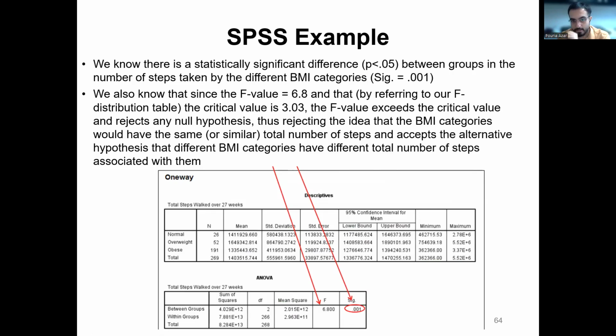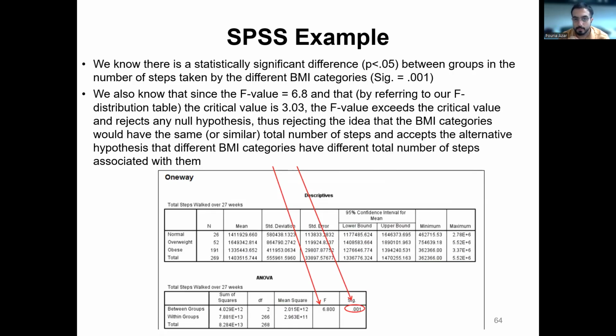So based on this ANOVA table, the p-value or the significance is 0.001. That is way less than 0.05. So we know that there is a statistically significant difference between groups in the number of steps taken by different BMI categories.